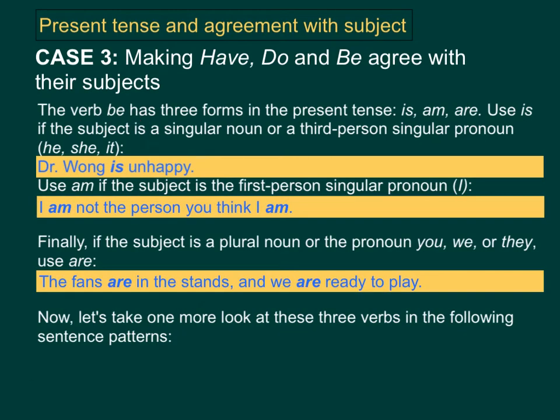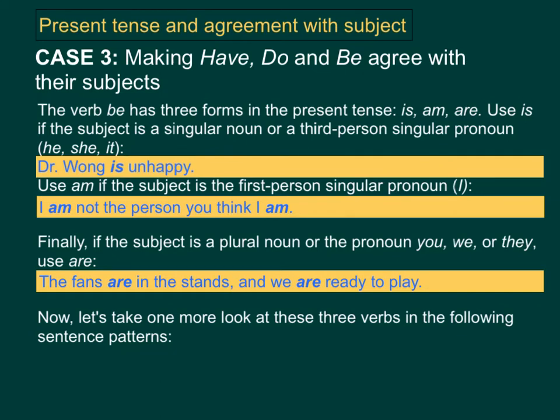The verb be has 3 forms in the present tense: is, am, are. Use is if the subject is a singular noun or a third-person singular pronoun, he, she, or it. For example, Dr. Wong is unhappy. Dr. Wong is a singular noun. That is why we use is. Use am if the subject is the first-person singular pronoun I. For example, I am not the person you think I am.